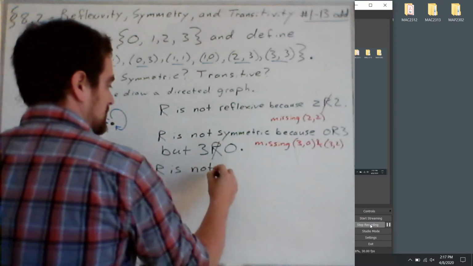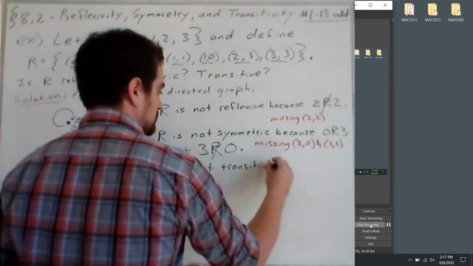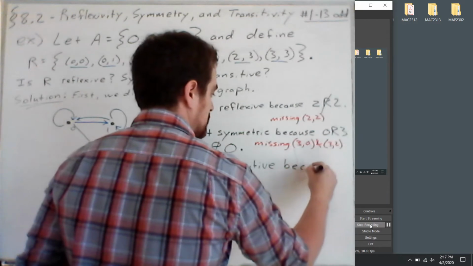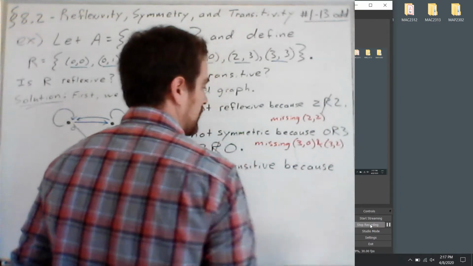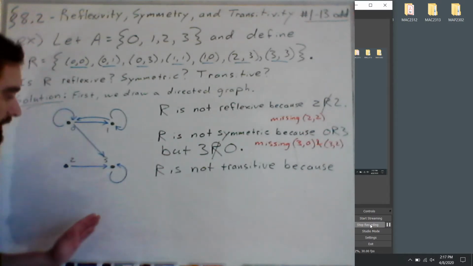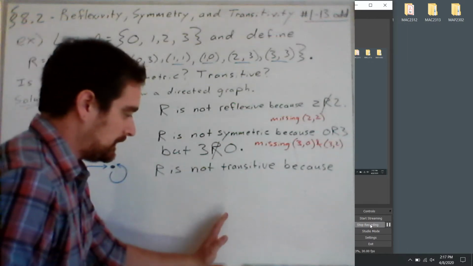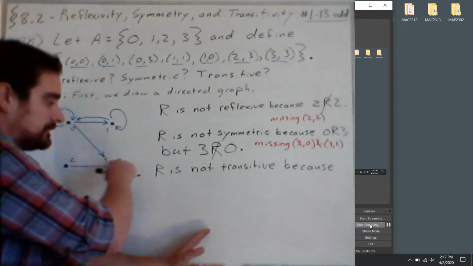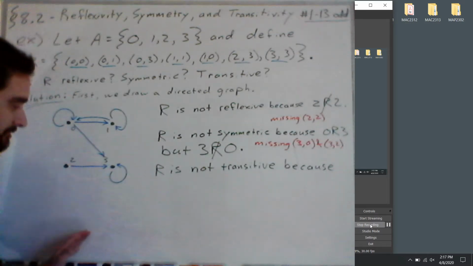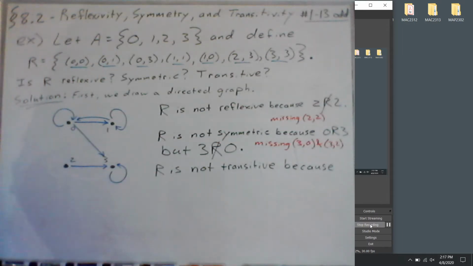Next up is transitivity. R is not transitive because, and again, we just have to look for an example as to why not. Well, for transitivity, you have to go from one element to the second, and then the second element to the third. And if you have the first element to the third, then you have the transitive property. Right? If you can bypass that second element and get straight to the third, then you'd be fine.